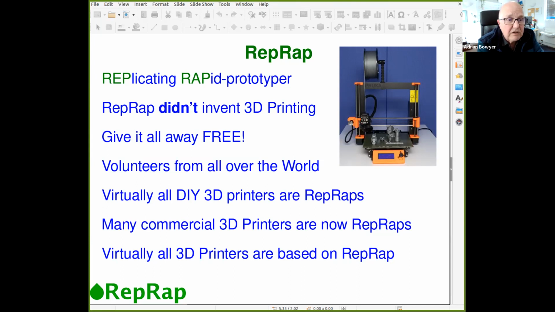And virtually all 3D printers are based in some way on the RepRap project, which, as I say, we didn't invent 3D printing. We didn't invent the type of fused filament fabrication process that RepRap uses. That was in fact invented and patented by Stratasys. But pretty much everything that's out there at the moment is actually based on all the open source material that we put out that enabled other people to get on board and make these machines. I say that Stratasys had the machine patented.